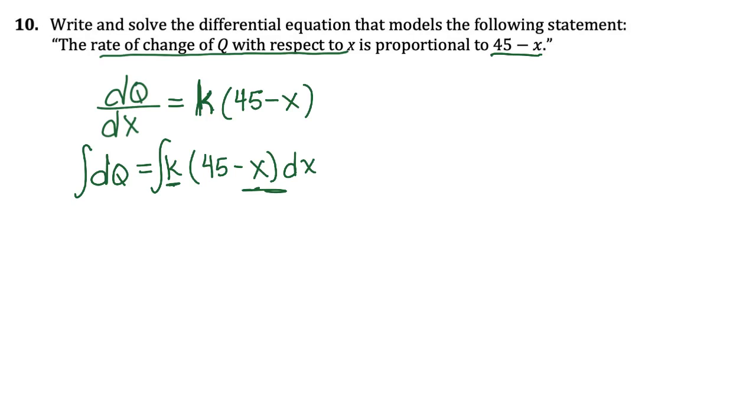And so you're going to have, let's see, the integral of dq, that's just going to give you q equals, and that's going to be 45 k. So whenever you integrate that, you're really just going to get 45 k and then just an x because that's a variable, and then minus, and then over here if we have that, that's going to be kx squared over 2, and then plus c.